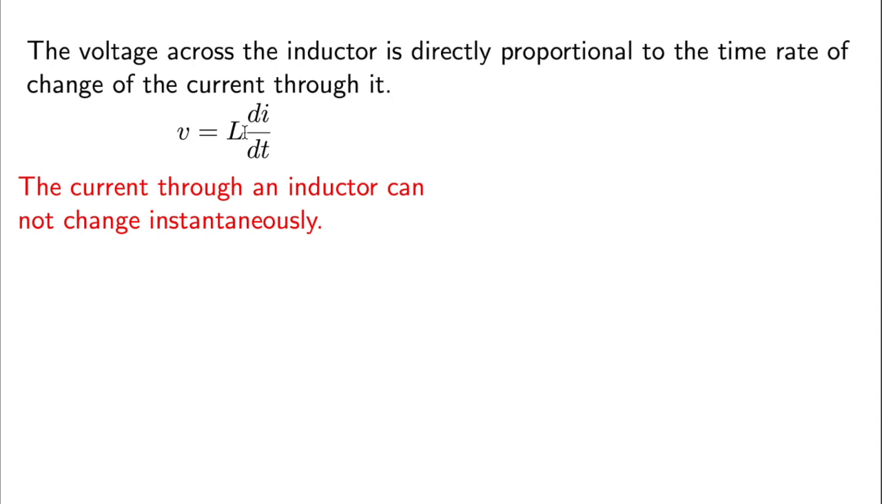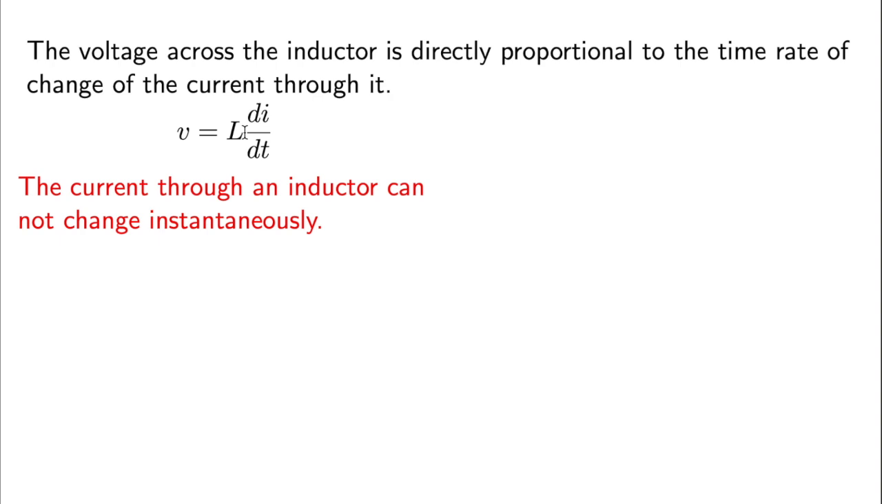Now to justify this, there are two hypotheses. One is that because of the current there will be a magnetic field. Because of this field the energy is stored, and the energy cannot be changed instantaneously. So that suggests that the current cannot be changed instantaneously.